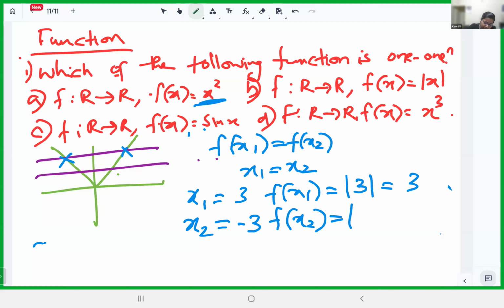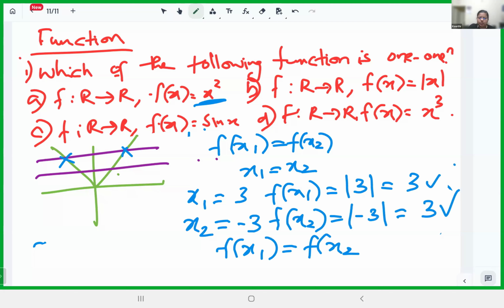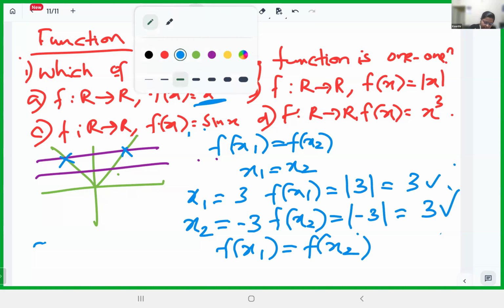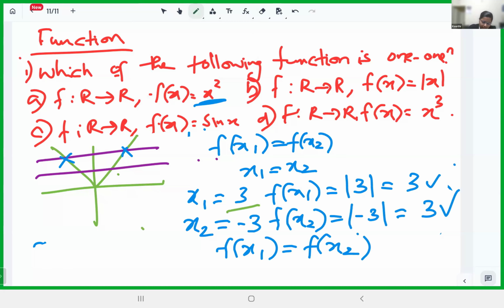Here you can see that f of x1 and f of x2 are equal. f of x1 is equal to f of x2. But can you say that x1 is equal to x2? No. x1 is 3 and x2 is minus 3. Here x1 is not equal to x2. So from this you can say that it is not a 1, 1 function.